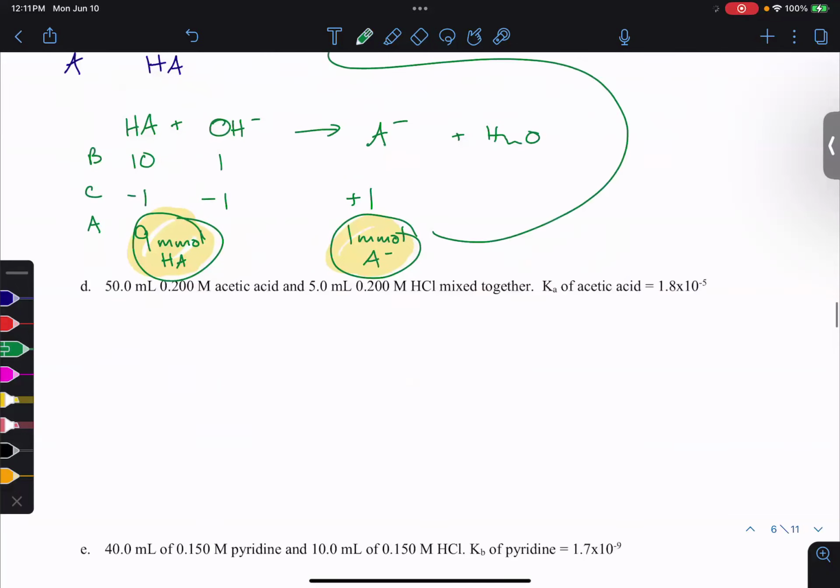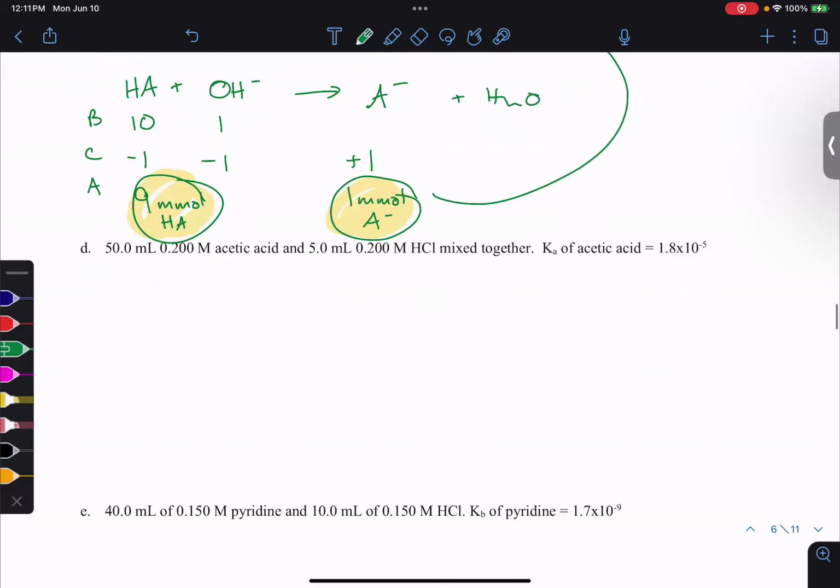Yeah, okay, so then the next one. What if we mix together 50 milliliters acetic acid and 5 milliliters of HCl? Is that a buffer? Think about what you're mixing together. HCl is an acid. Acetic acid is also an acid. So how will we calculate the pH of this? The strongest, yes.